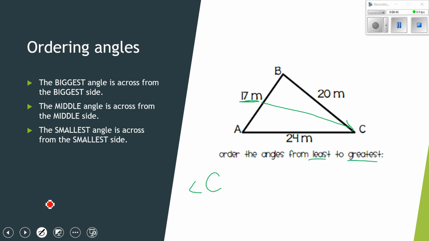My middle angle will be across from 20, and remember I want to go all the way across. So my next angle is going to be angle A. Therefore, my biggest side is 24, and I want to go all the way across my triangle to angle B. So my angles ordered from least to greatest is angle C, angle A, and then angle B.